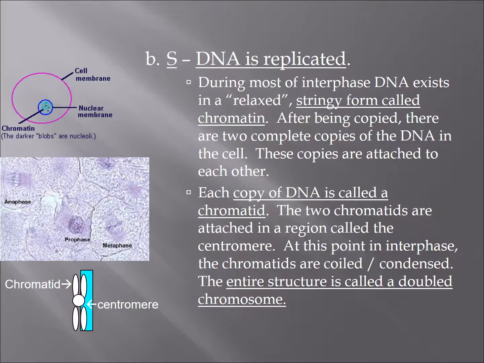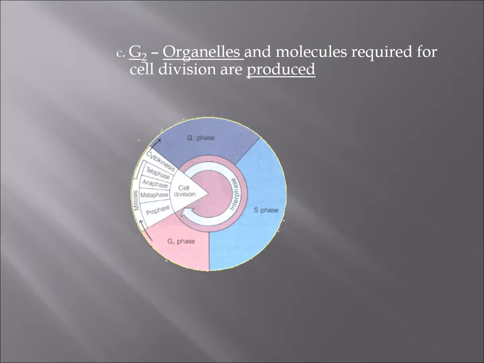So look at the image in the corner. We have 2 chromatids, and they're held together by the centromere. This whole thing together is a double chromosome, and this is what you have at the end of the S phase, because there are 2 copies of the DNA. Then we go into G2. This is when organelles and molecules required for cell division are produced. So we start producing the organelles and everything we need to get ready for division.